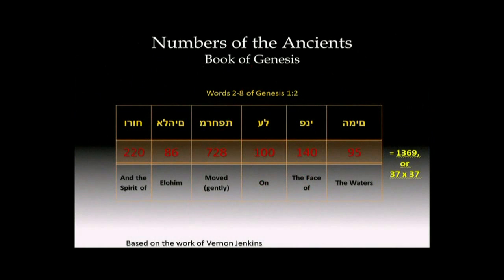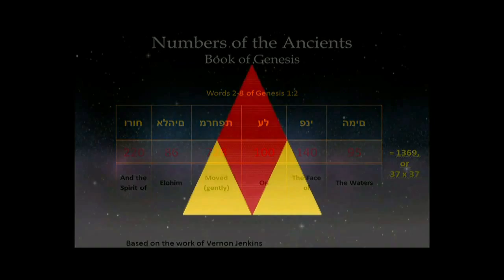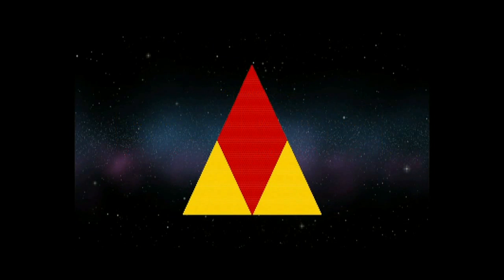Next, words 2 through 8 of Genesis 1:2, "And the spirit of the Elohim moved on the face of the waters." This has a numerical equivalent of 1369, or 37 times 37. Which gives us a 1369 rhombus inset, still perfectly in the 216 outline triangle.